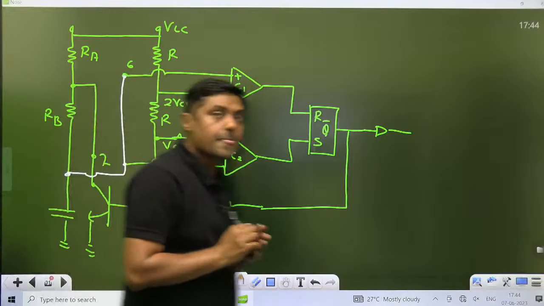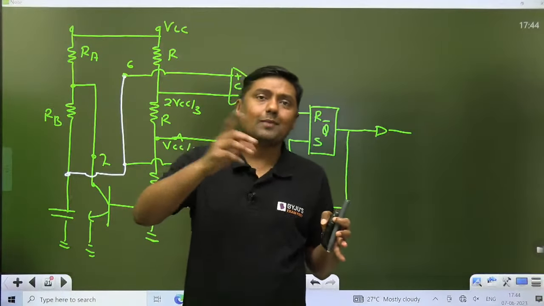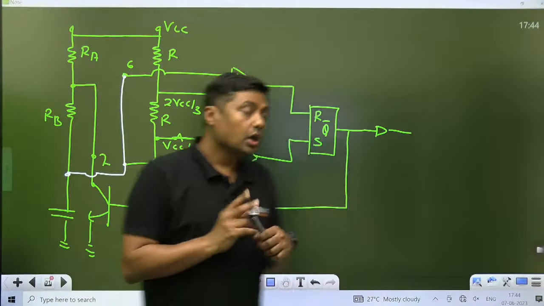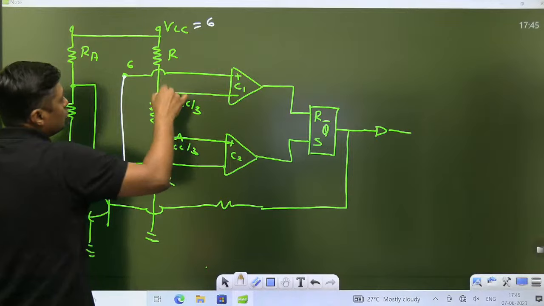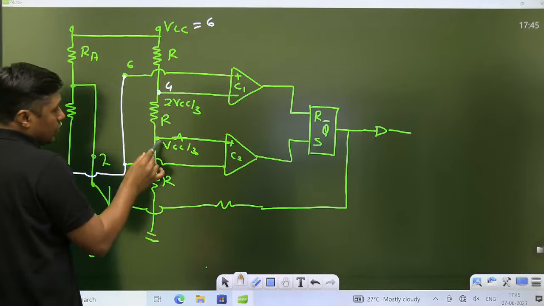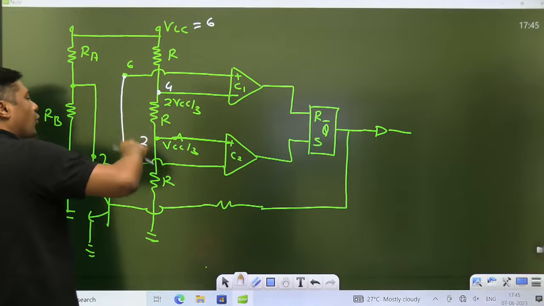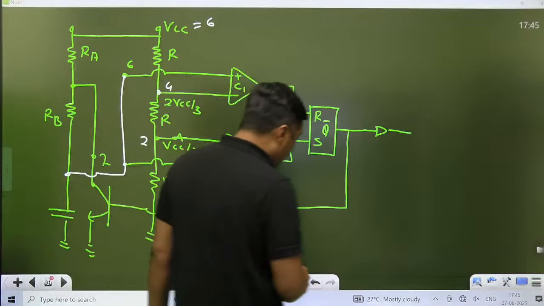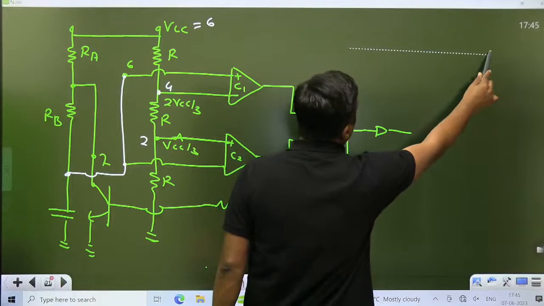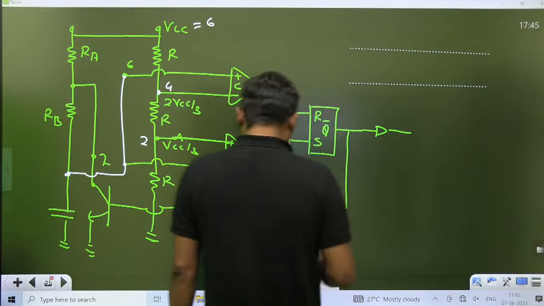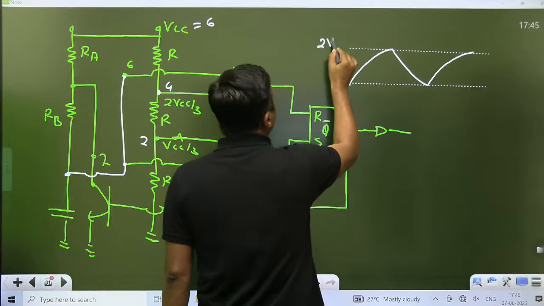Now try to understand, guys. The complete frequency depends on the charging and discharging of the capacitor. Let this be 6 volt, so 2 VCC by 3 will become 4 volt, and VCC by 3 will become 2 volt. The capacitor will charge between 2 and 4 volt because we are fixing the voltage. I can't give the complete explanation because otherwise it will take more than 1 hour. The capacitor will charge and discharge between 2 VCC by 3 and VCC by 3.